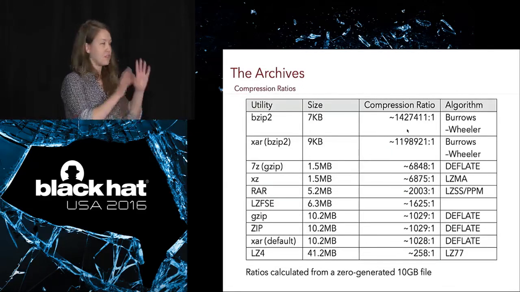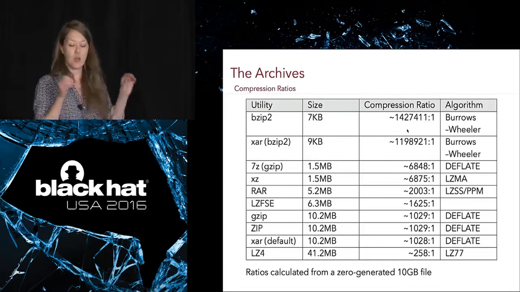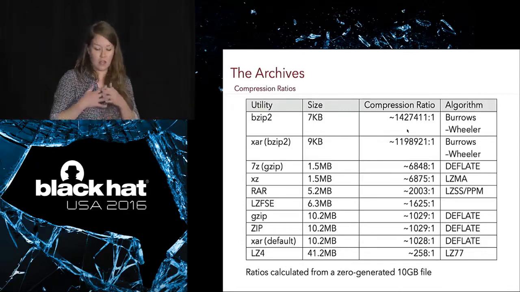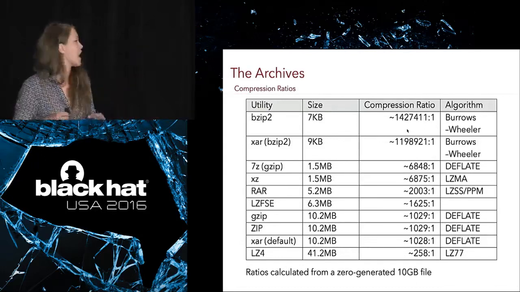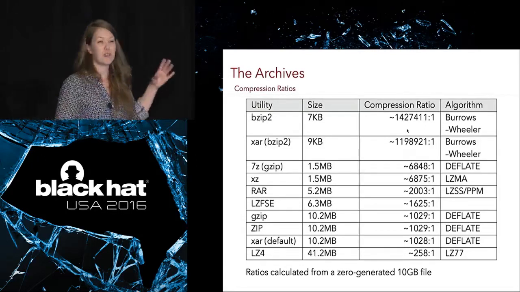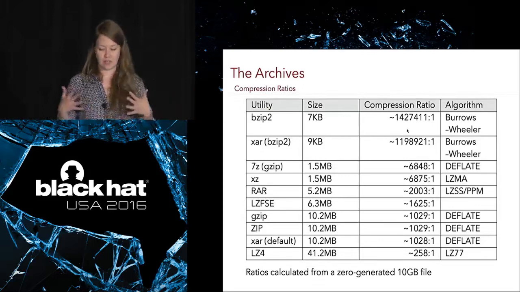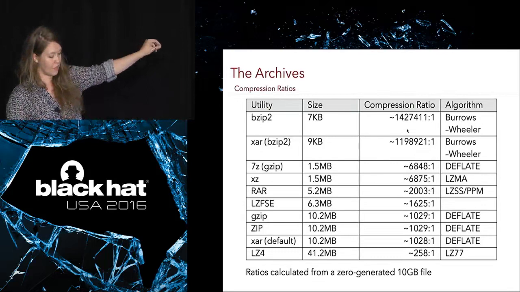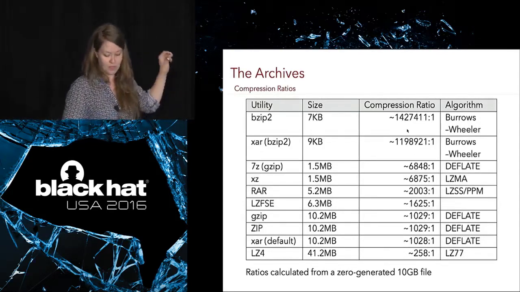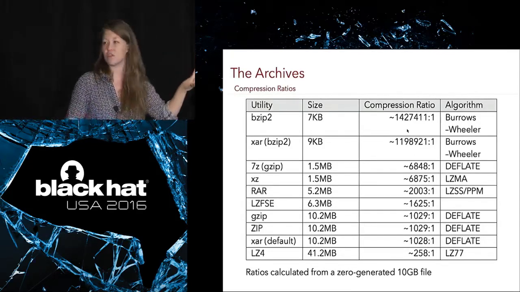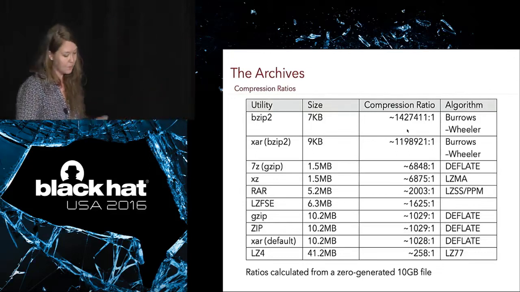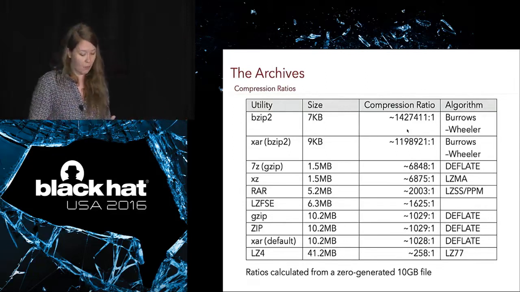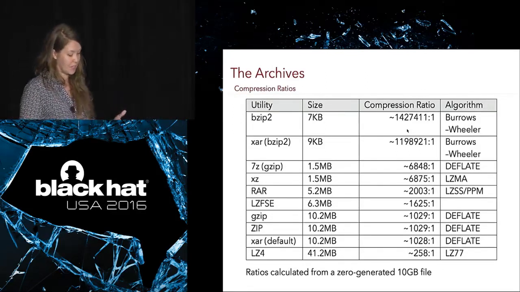So we've got our utilities, sizes, compression ratios, but I've also thrown in the algorithm that each of these utilities is implementing. Now, the reason why I did that is because I wanted to highlight the fact that simply because you have utilities that are implementing the same algorithm, and you've got actually two examples up there. So we've got BZIP2 and Czar. That's Czar's implementation of BZIP2, but then we also have 7Z and the rest of the utilities that are implementing Deflate.